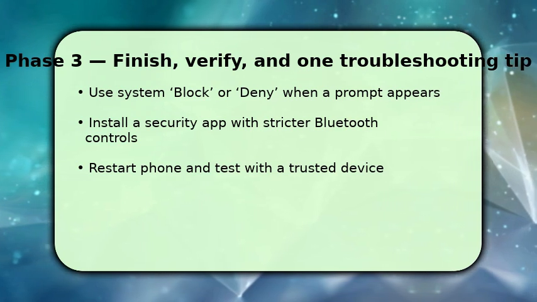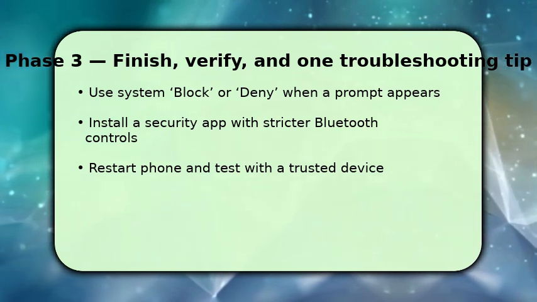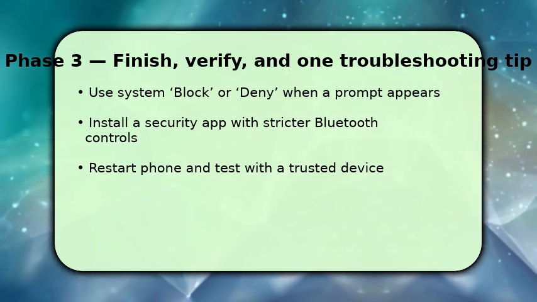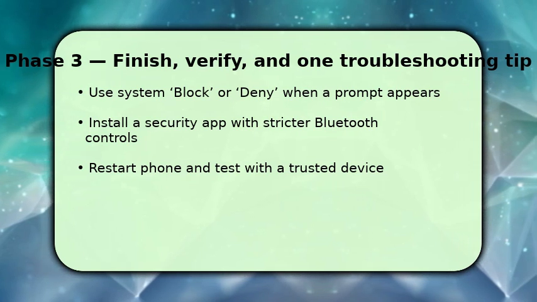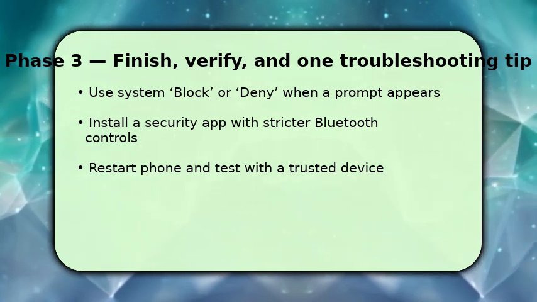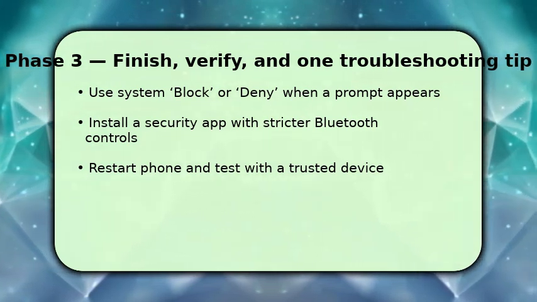Once configured, restart Bluetooth or the whole phone, then test with a trusted device to confirm behavior. If prompts persist, reboot into safe mode to rule out apps, and then revoke any suspicious app permissions.